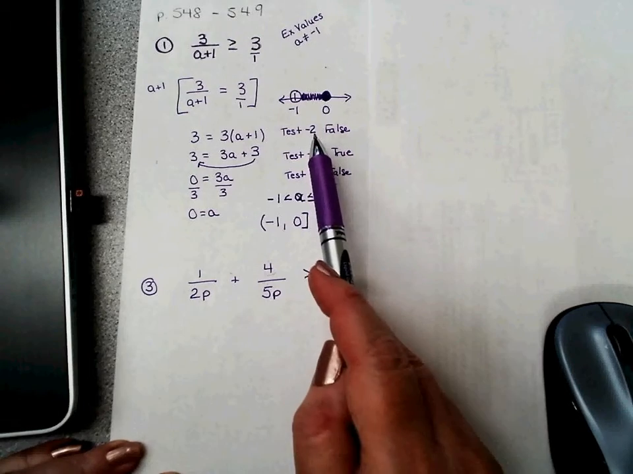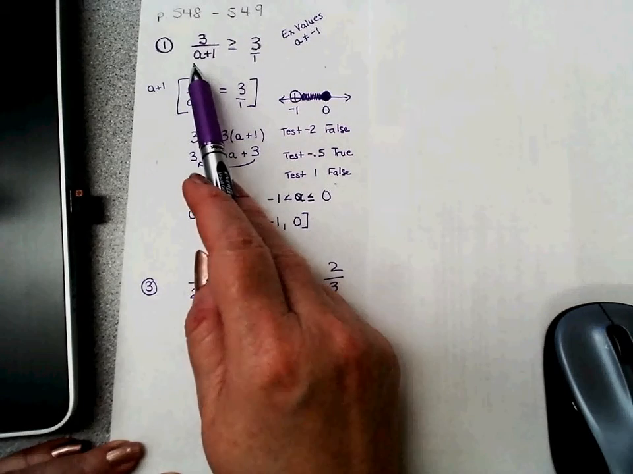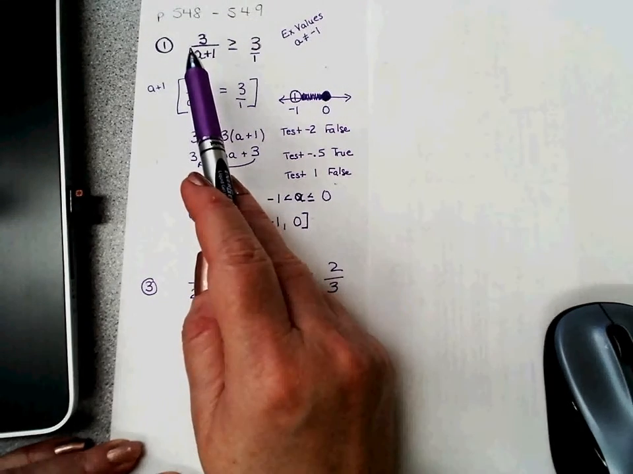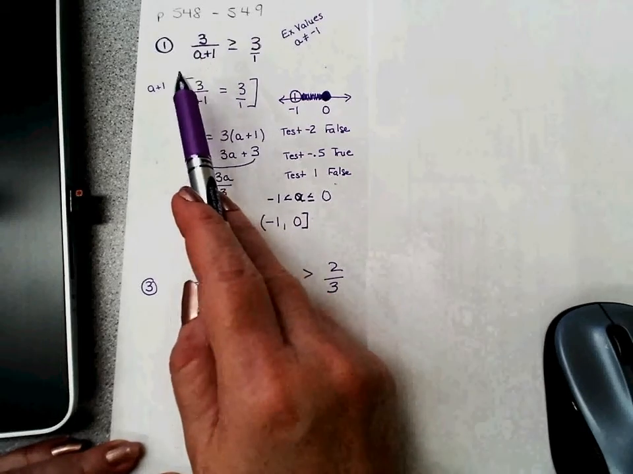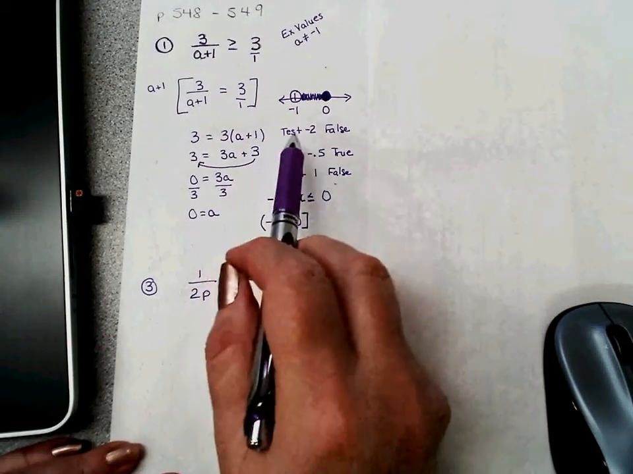Let's test -2. And somebody's texting me. It's probably a student. No, it's my husband telling me Gracie's almost to Greensboro. We have to keep in contact.